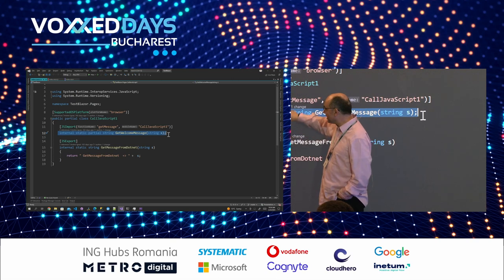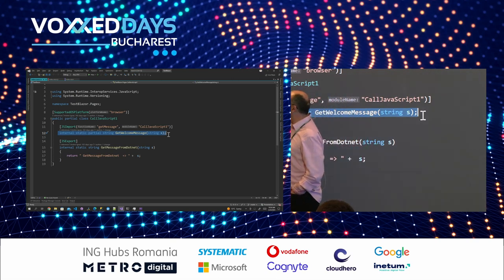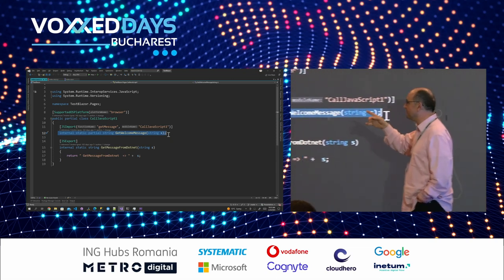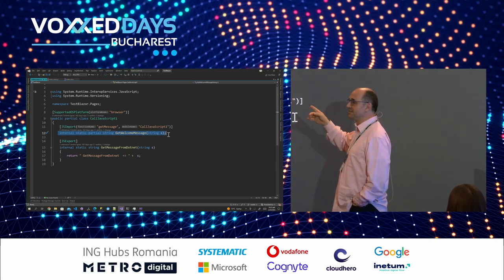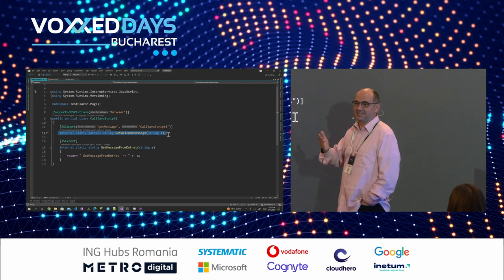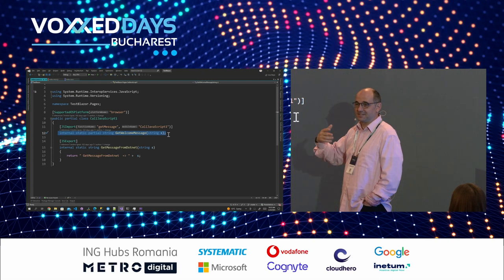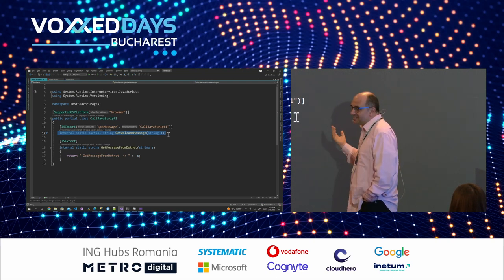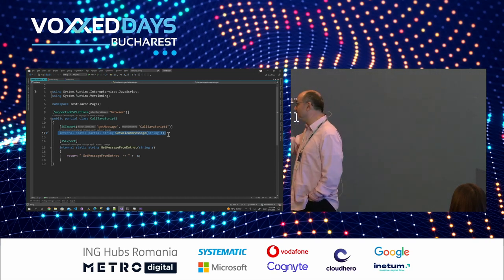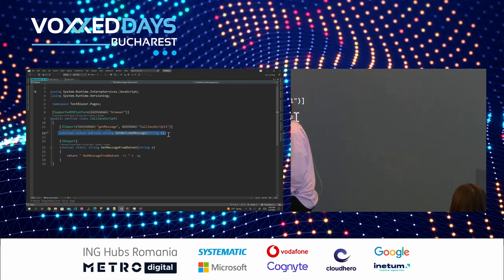By the way, the class should have this kind of attribute that was hilarious, supported operating system platform, that is browser. So for Microsoft, browser is another operating system because it downloads the .NET framework there. Interesting. Like we have Linux, we have Windows, we have Apple, and we have browser. Interesting.